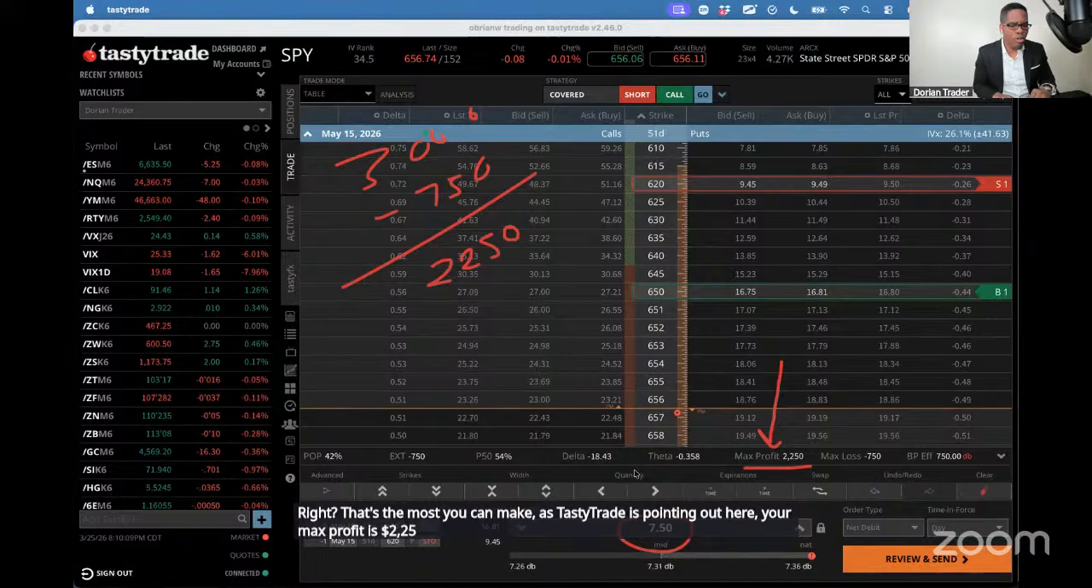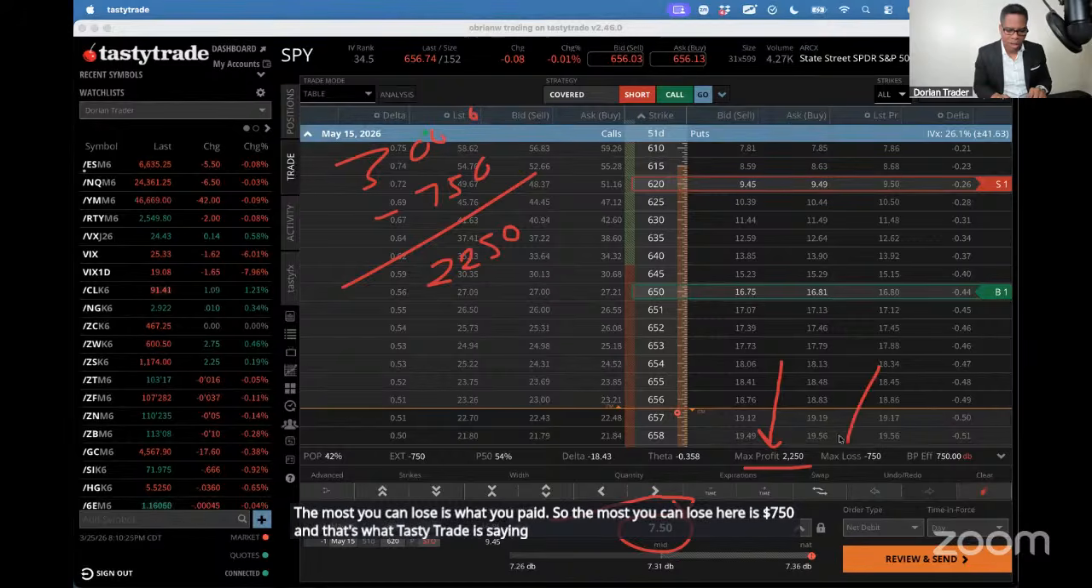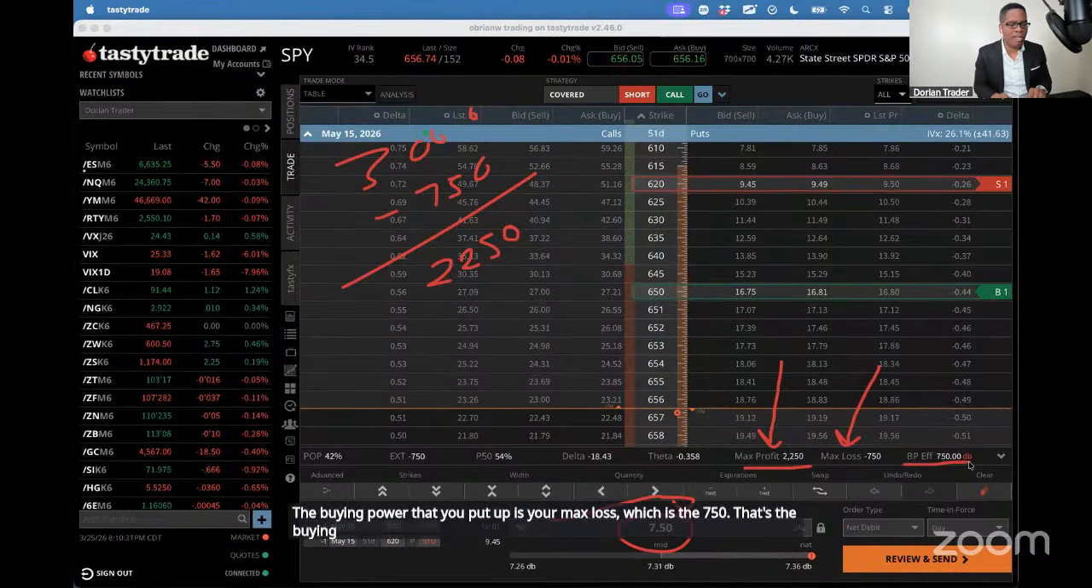The most you can lose when you're the buyer of a put spread, that's what we're talking about: if you're the buyer of an option, the most you can lose is what you paid. So the most you can lose here is $750, and that's what Tasty Trade is saying here, the max loss. The buying power you have to put up is your max loss, which is the 750. That's the collateral you have to put up to be able to do this trade.